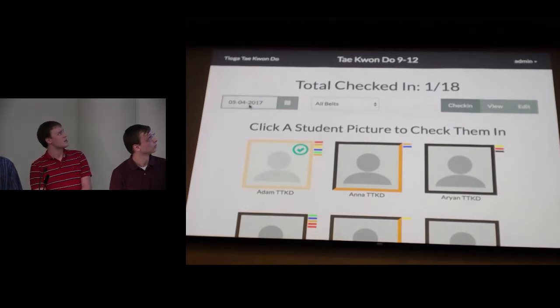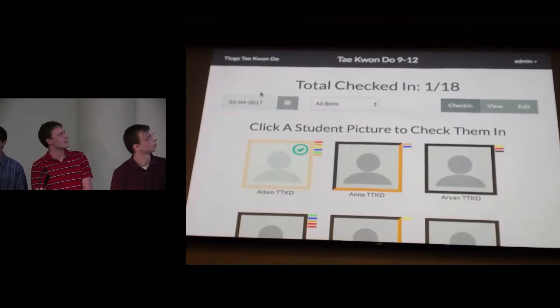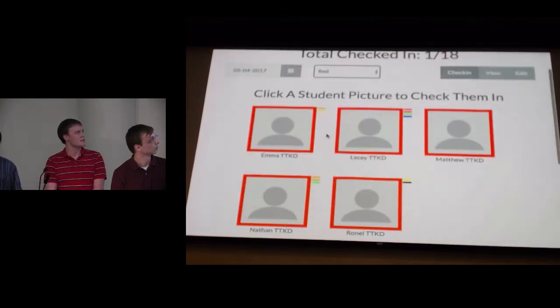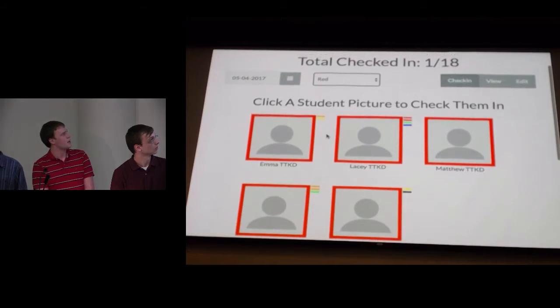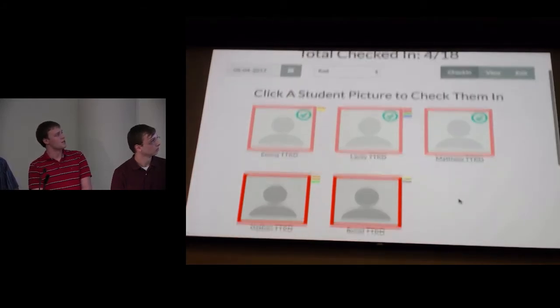First, you can change the date that you're checking in with at the top. So if you forgot to check in a student for yesterday, you could go back there and fix that mistake. You can also filter by belts, so if you wanted to show all the red belts that are currently in the class, you can do that. You can check in students without confirming, so that if you see a bunch of students walk in at once, you can get them all real quick. And you can also uncheck in students here.